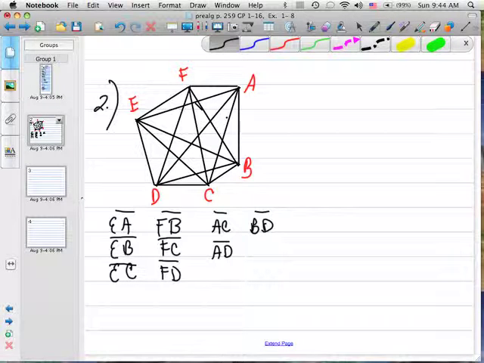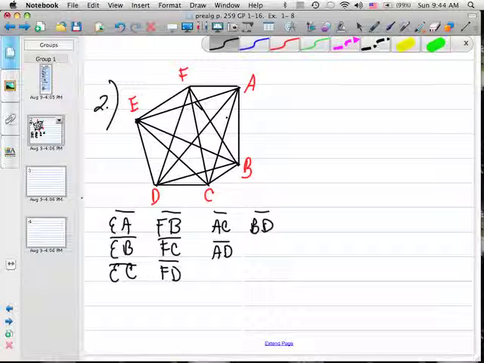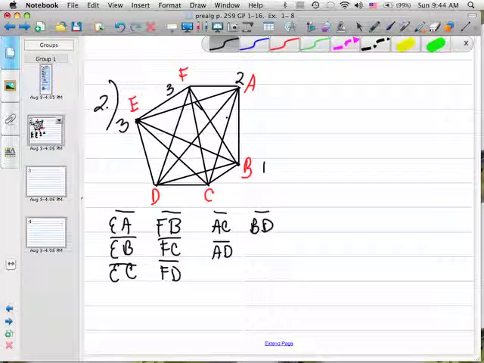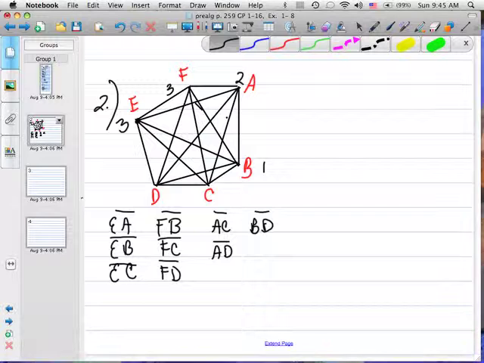And remember earlier I said to see how many diagonals you can get total. Starting here, if you count the number of sides, you have 6. So take away 3 from 6, you should get 3, then 3, then 2, and then 1. And it worked.